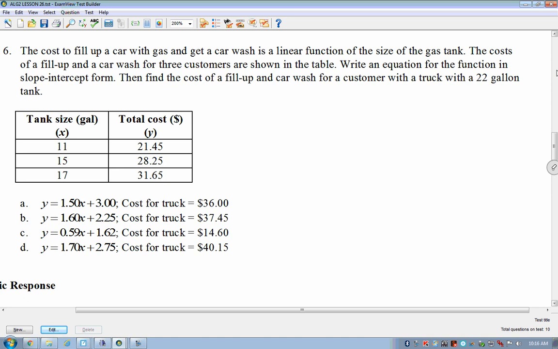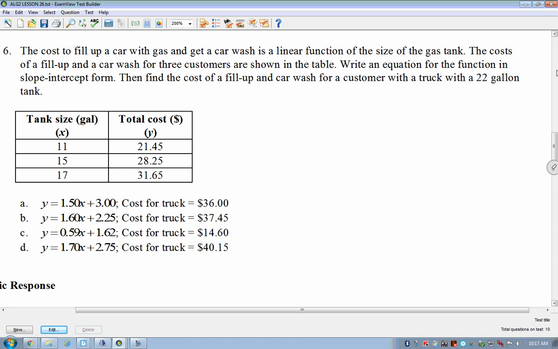The cost to fill up a car with gas and get a car wash is a linear function of the size of the gas tank. The cost of a fill up and a car wash for 3 customers are shown in the table. We want to write an equation for the function in slope-intercept form. Then we want to find the cost of a fill up and car wash for a customer with a truck with a 22-gallon tank. This question will show up in a test somewhere, but a lot of people miss it because it's a lot of steps, and people just give up.